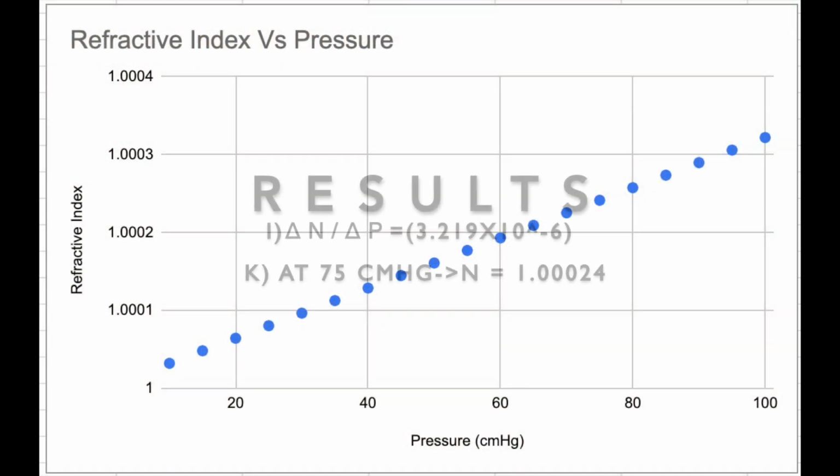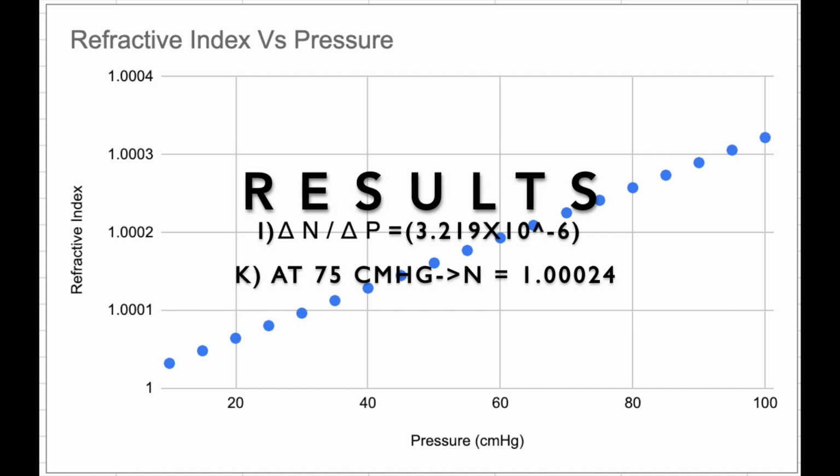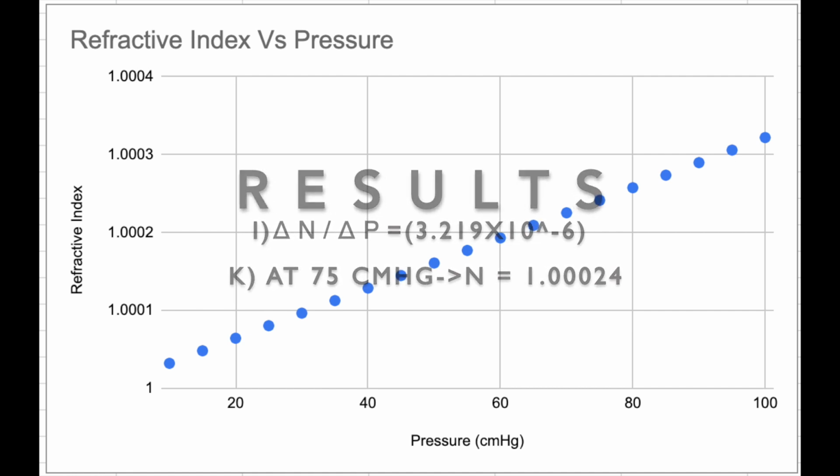The results of this experiment are shown in this graph. This graph shows the change in refractive index with regards to change in pressure. We found the refractive index at room pressure to be 1.00024.